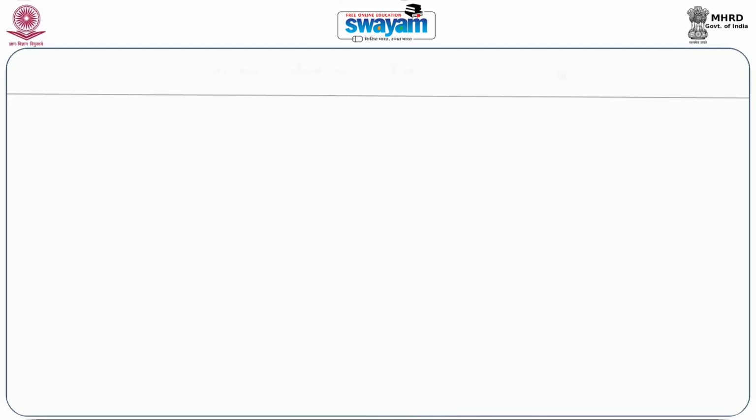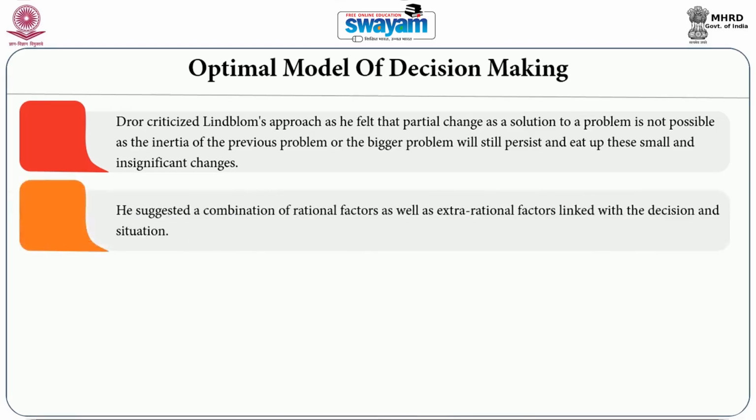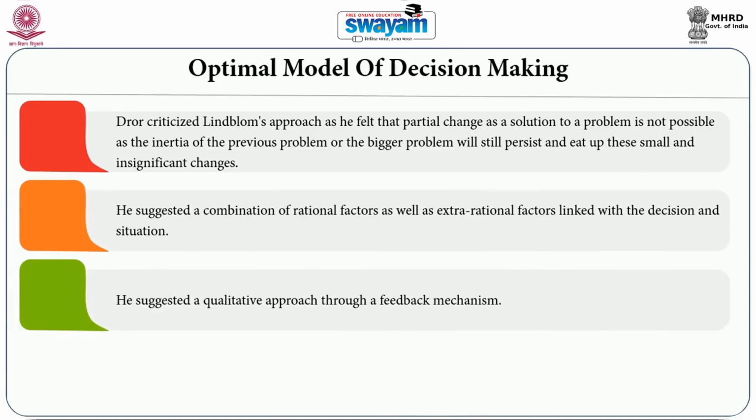When it comes to Dror's optimum model of decision making or optimal model, Dror first of all criticized Lindblom's approach, as he felt that partial change as a solution to a problem is not possible, as the inertia of the previous problem or the bigger problem will still persist and eat up with small and significant changes. He suggested a combination of rational factors as well as extra-rational factors and linked with the decision-making situation. He suggested a qualitative approach and through a feedback mechanism.